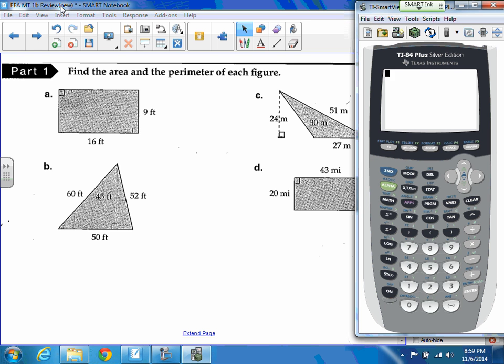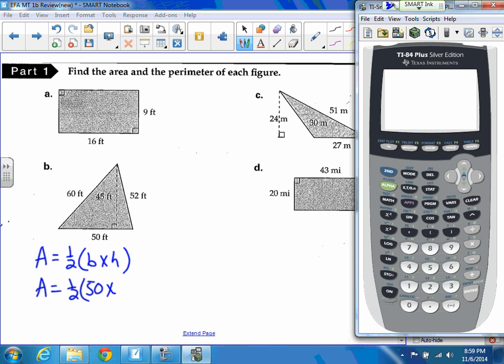Okay, for an example here, we're going to look at letter B. So notice the directions tell us to find the area and the perimeter for each one. So for B, let's do the area first. Okay, so the area of this triangle, again, it's going to be half base times height. So my base of this triangle is 50, and I'm going to times that by the height.